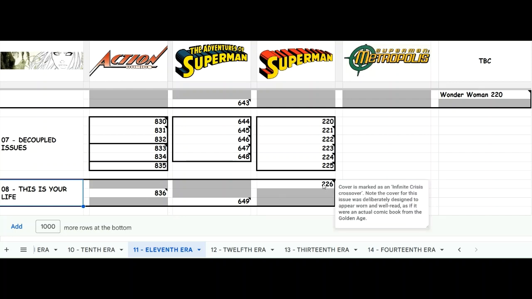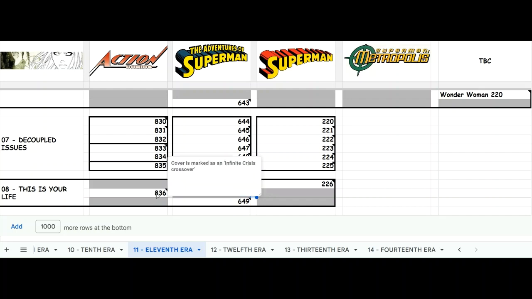For Superman 226, the cover is marked as an Infinite Crisis crossover. Note the cover for this issue was deliberately designed to appear worn and well read, as if it was an actual comic book from the Golden Age. So if you get it and it looks battered, it's meant to. Don't worry, it's not meant to look mint condition.